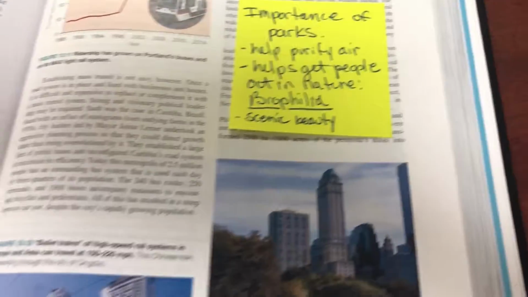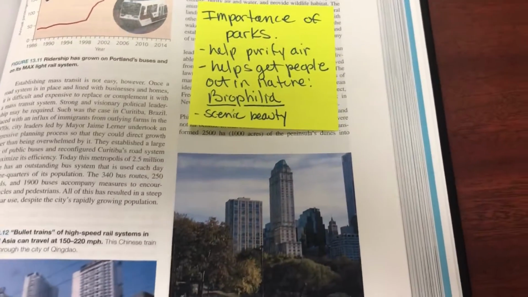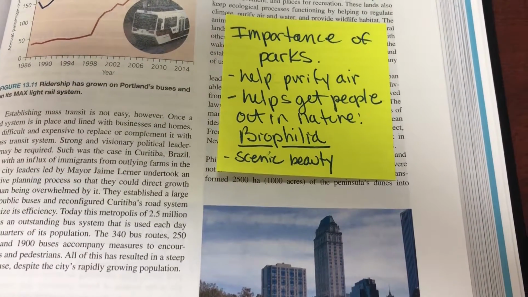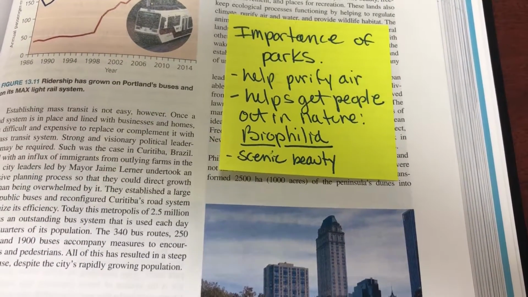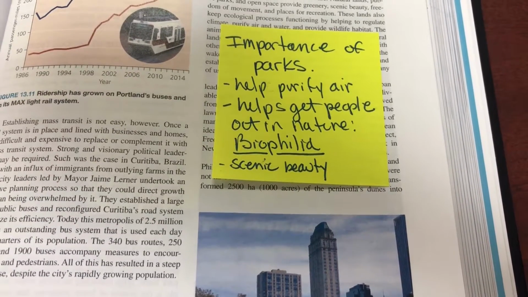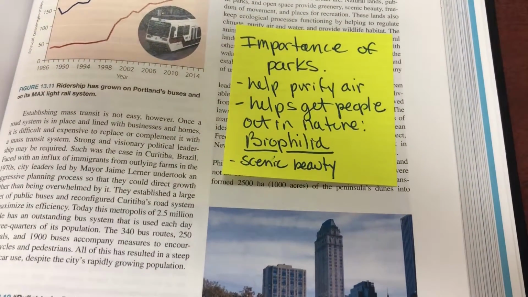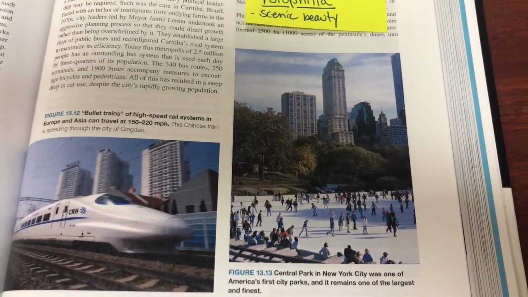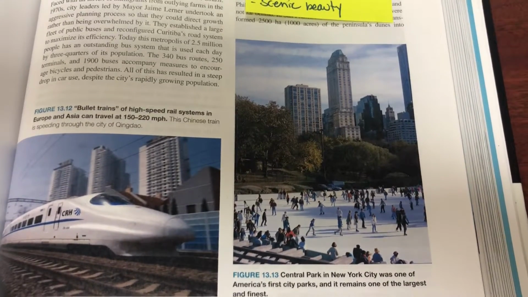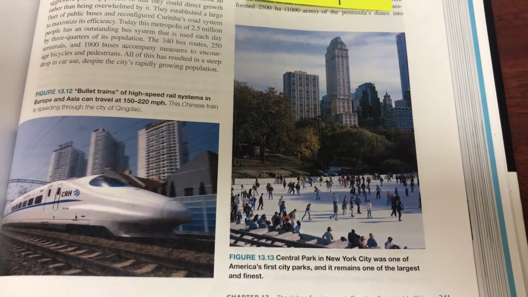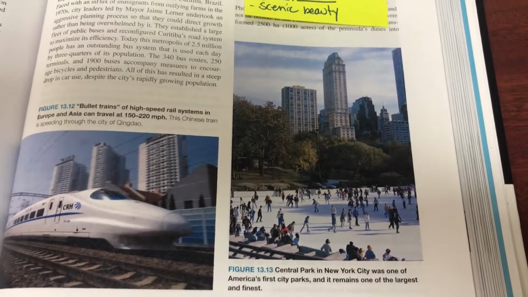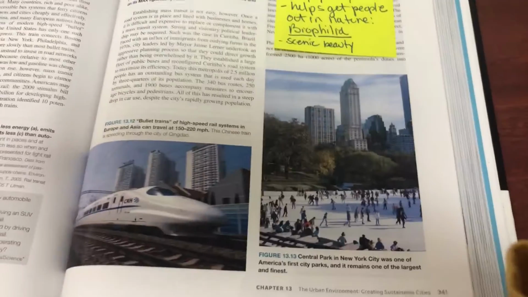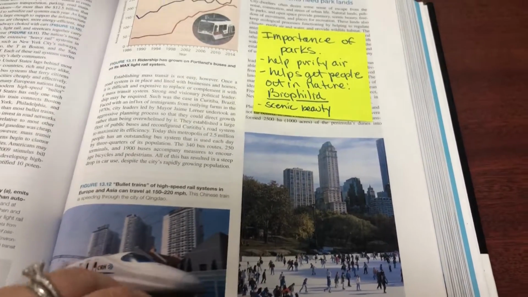All right. Parkland, okay? So it's important for us to have parks in all major urban environments. They help purify air, they help get people out in nature, which is biophilia, which is a vocab word that they talk about in this chapter, and also for scenic beauty. New York City, Central Park was a planned park. It was a planned green space. It's one of America's first city parks, and it's one of the largest and finest that we still have today. So those who did the planning of New York City did a great job in creating Central Park in the center of Manhattan.